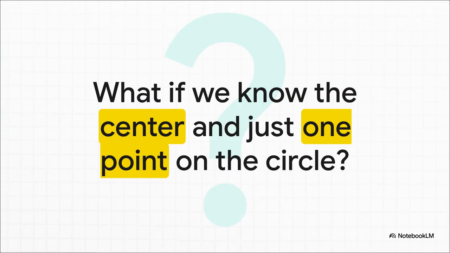All right, puzzle number one. Let's start with a nice, straightforward one. Imagine you know the exact location of a circle's center, and you also know the coordinates of one single point that sits right on its edge. How do you figure out the whole equation?